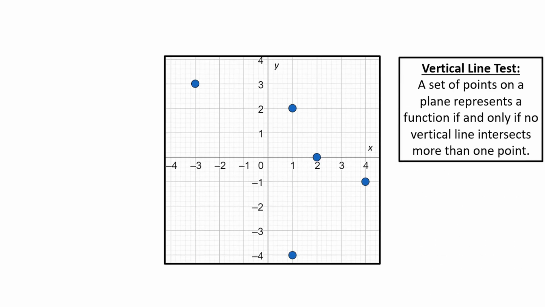Think about this graph, which is just a set of scattered points. Is there anywhere on this graph that you can draw a vertical line and have it intersect 2 points? Yes, if we draw a vertical line at x equals 1, we notice that it intersects 2 points, meaning this is not a function.